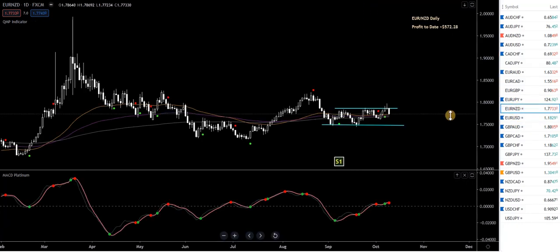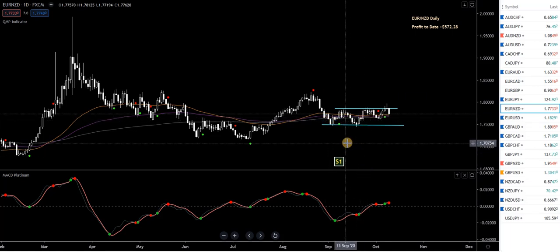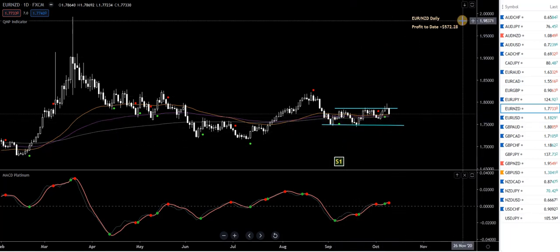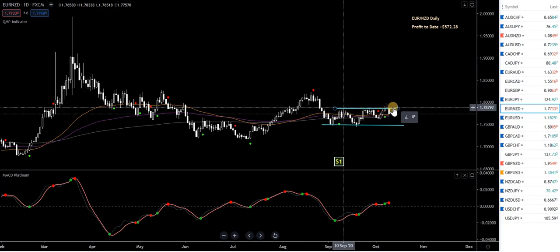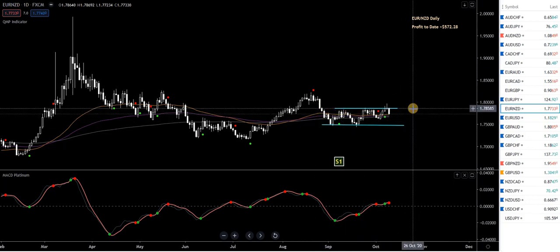Euro New Zealand, no trades on at the moment. This thing's stuck in a tight range. So I've got some good profit. You can look at my spreadsheet if you want to see how I've traded this pair. At the moment, just sideways.